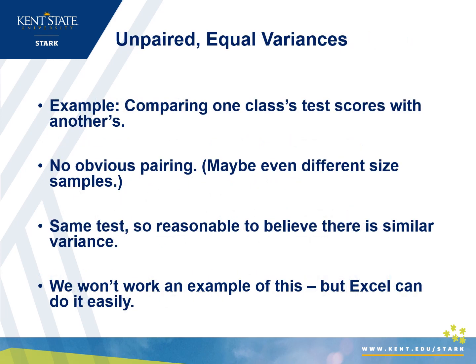The second type of test is if you have unpaired data, but with equal variances for each sample. A good example of this would be if we were comparing one class's scores on a test with another class's score on that same test. There isn't an obvious pairing between the students in each class. In fact, they might be different sizes. If we have different sample sizes, there's no way to pair them up. However, the test is exactly the same, so it's reasonable that the variances should be similar for the two classes. I'm not going to go into too much detail here, since this is something Excel can really handle very easily.